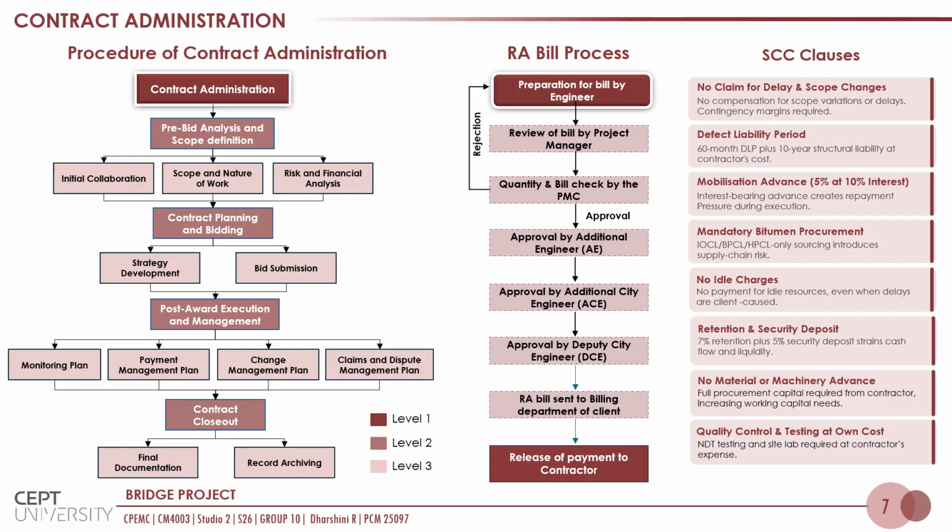Several special contract conditions created financial risk for the contractor. These included no idle charge clause, retention money, security deposits, long defect liability period, and absence of machinery advance. Such clauses increase contractor cash flow pressure, procurement burden, and financial exposure during execution. This slide also explains the claim management and arbitration procedure followed in case of disputes.